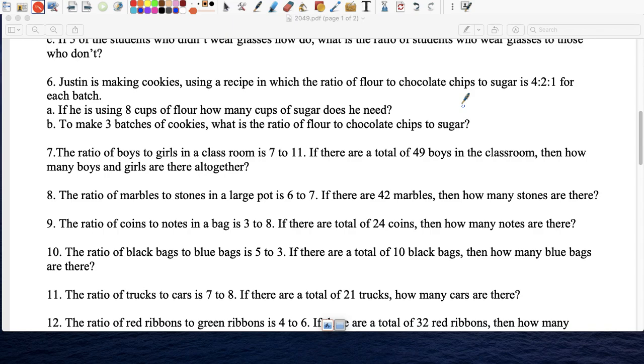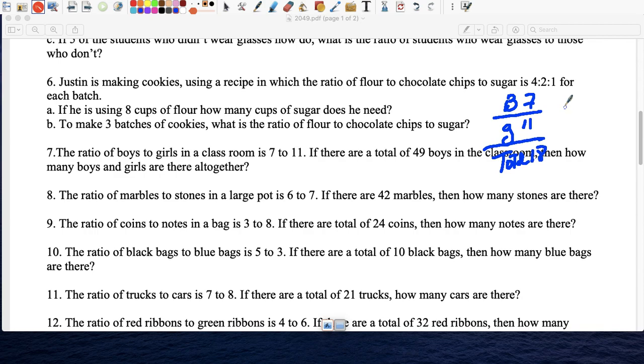Number 7. The ratio of boys to girls in the class is 7 to 11. So let me write boys again. We have 7, girls, we have 11. If there are a total of 49 kids in the classroom, how many boys and girls are there all together? Well, if the ratio is 7 to 11, that means the current total would be 18. So when I have 7 boys and 11 girls, I have a total of 18.